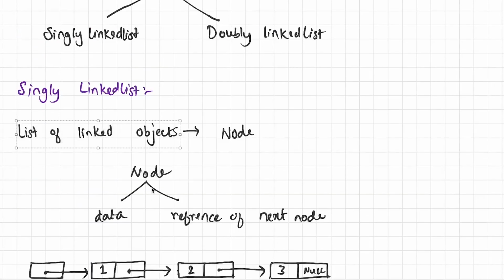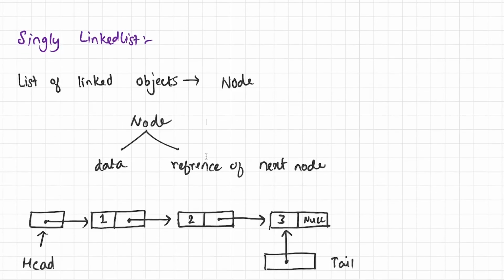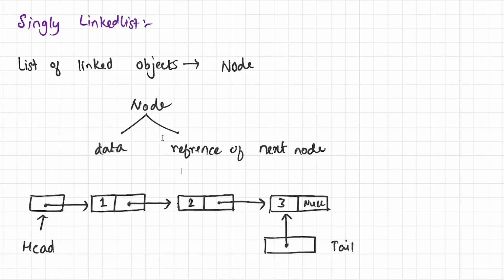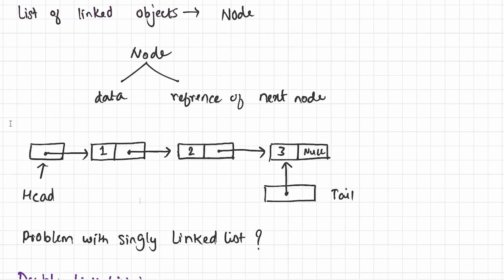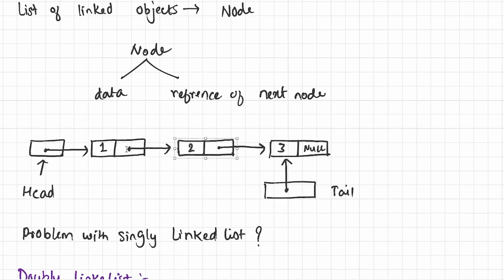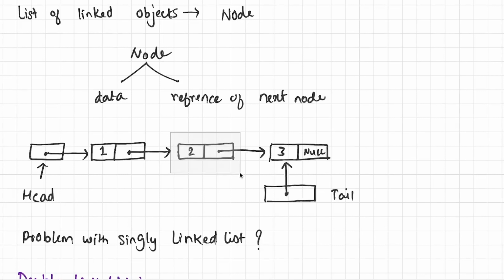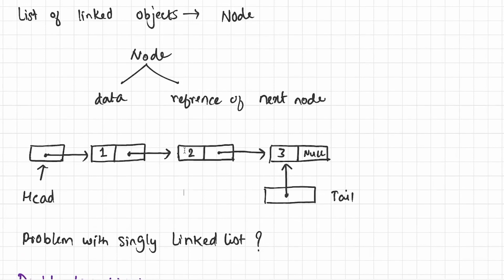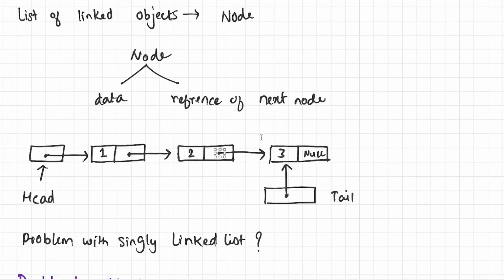As I said, linked list is a list of linked objects. But here in linked list, object refers to the node, and this node contains two things. Number one is data and the second one is a reference to the next node. So this is the structure of this singly linked list. Here we have one node and this node contains data, that is 1, and the address of the next node, that is 2. So this piece of information holds the reference to the next node. Now the next node, that is 2, again contains two things. One is the data, that is 2, and the second one is the reference to the next node. And here the next node is again 3.